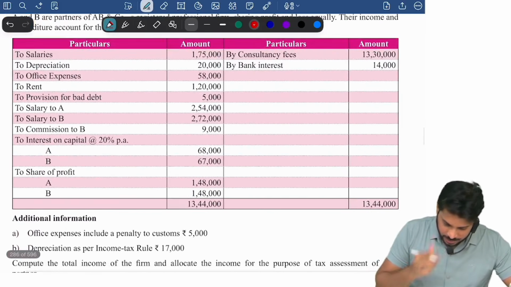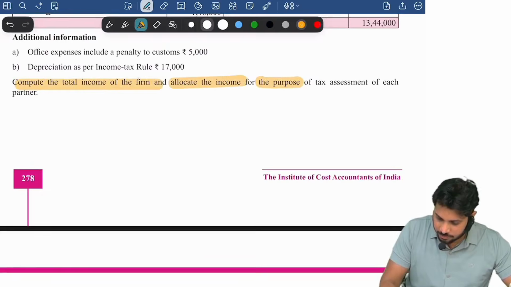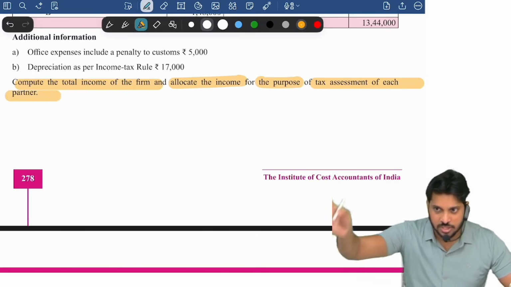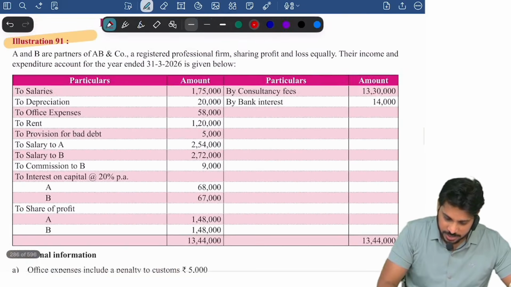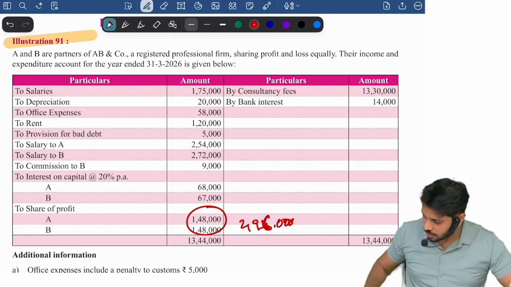They have given P&L account. Yes or no? Compute income of the firm and allocate the income for the purpose of tax assessment for each partner. So how much income is taxable in the hands of partner? How much income is taxable in the hands of the firm? Both. So what is the net profit of the firm? Total it. 2,96,000. Am I right? Just look at 1,48,000 into 2.